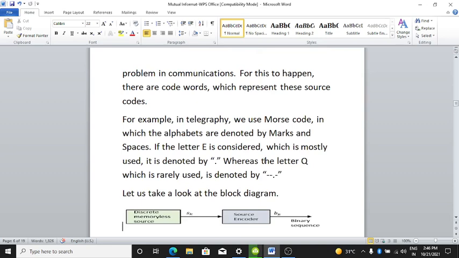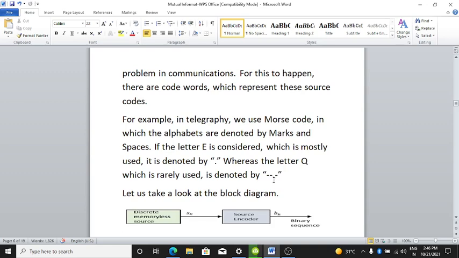For example, in telegraphy we use Morse code, in which the alphabets are denoted by marks and spaces. Clear? If the letter E, which is mostly used, is considered, it is denoted by a single dot, whereas the letter Q, which is rarely used, is denoted by dash dash dot.